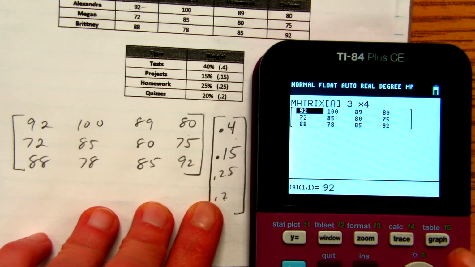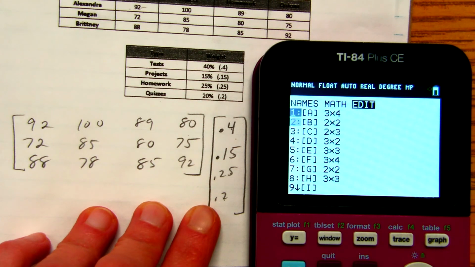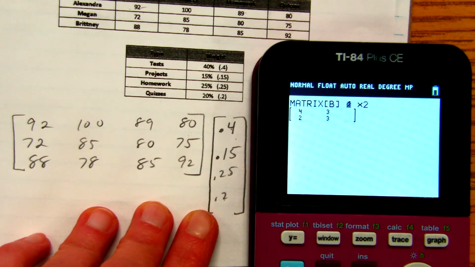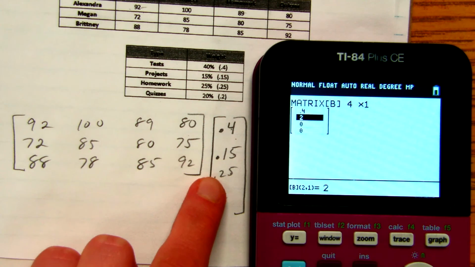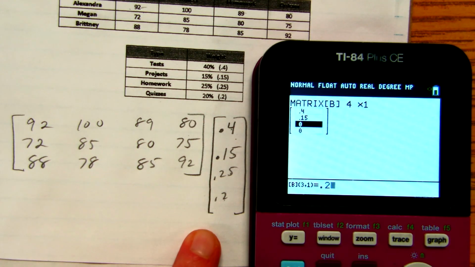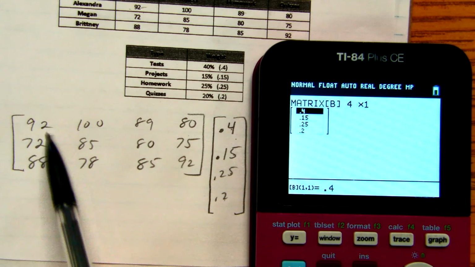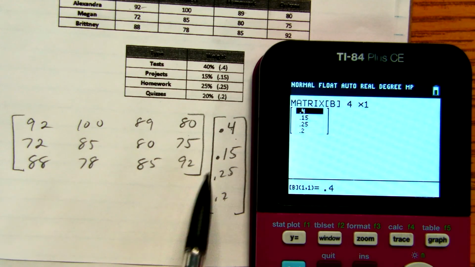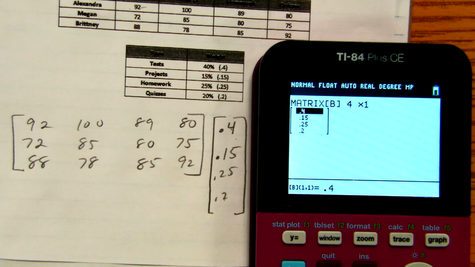Okay, that's Matrix A. Second, Matrix, Edit. Go down to B and make that one 4 by 1. 0.4, 0.15, 0.25, and 0.2. So what this is going to do is each line is a different kid. It's going to take their averages and do the weights, and you'll get to see what each girl's grade ends up being. So, everybody good?